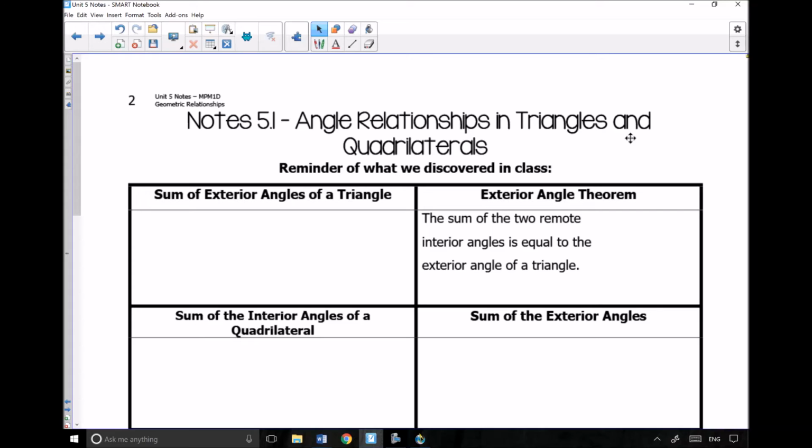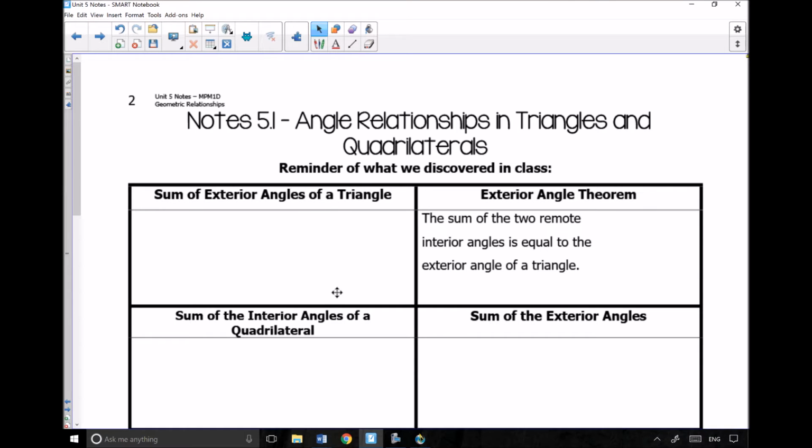Hi, ladies and gentlemen. We are looking at page 2 of our notes, notes 5.1, which are on angle relationships in triangles and quadrilaterals. So let's remind ourselves of what we discovered in class. The first thing we're going to look at are sums of exterior angles of a triangle.